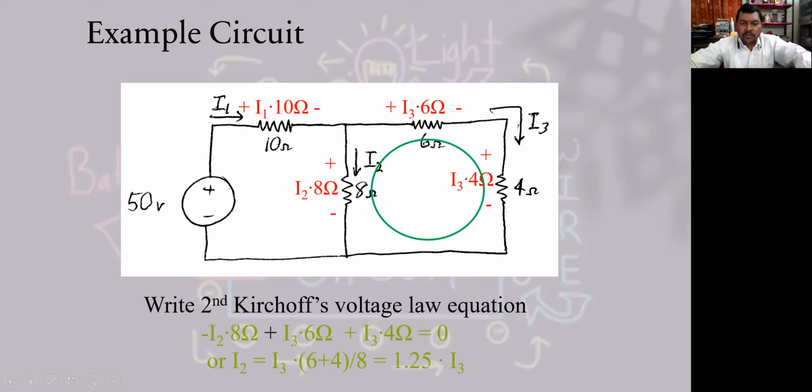The second Kirchhoff's voltage law will be like this. So we are having another loop like this. So we want I2 multiplied by 8 ohms plus I3 into 6 ohms plus I3 into 4 ohms, and that is equal to 0. Now the current is reversed, so we are taking it in minus. So minus I2 into 8 ohms plus I3 into 6 ohms, and like this.